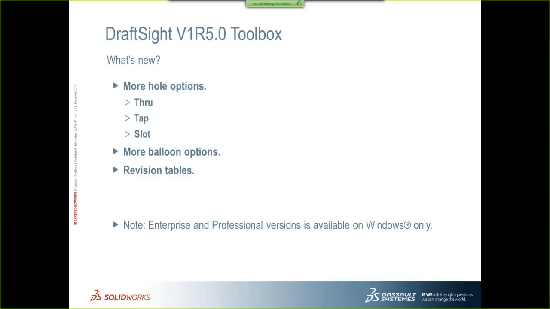So let's go through and talk about what's new in the toolbox. The version 5 toolbox, version V1R 5 toolbox. If you have the enterprise version of DraftSight and you had the enterprise version of DraftSight V1R 4, you may have seen that we had toolbox. But what's new in V1R 5 toolbox is we have more hole options. We have the through hole option, a tapped hole option, and a slotted hole option.